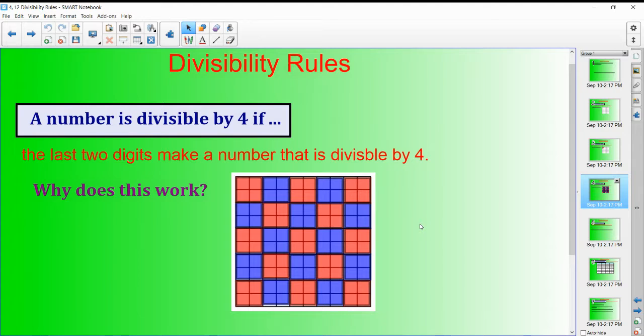So the only part we really need to look at is the last two numbers. Okay, this last group of 100. So if it's 4, 8, 12, 16, 20, 40, 60, 80, 100, maybe you have 96 of them and just not this last group of 4. Those are all divisible by 4. So 196 would be divisible by 4. 2,496 would be divisible by 4. We just need to look at those last two digits because every other box will be filled.